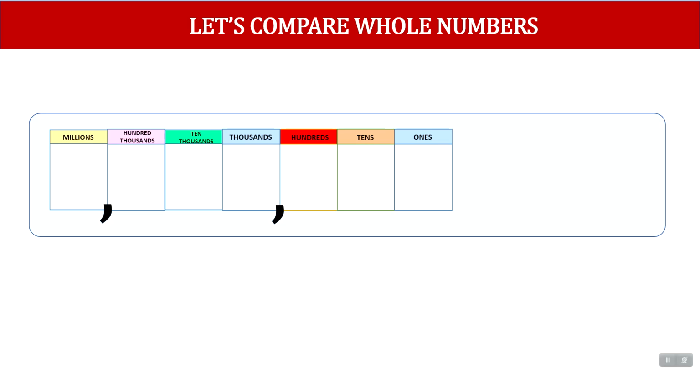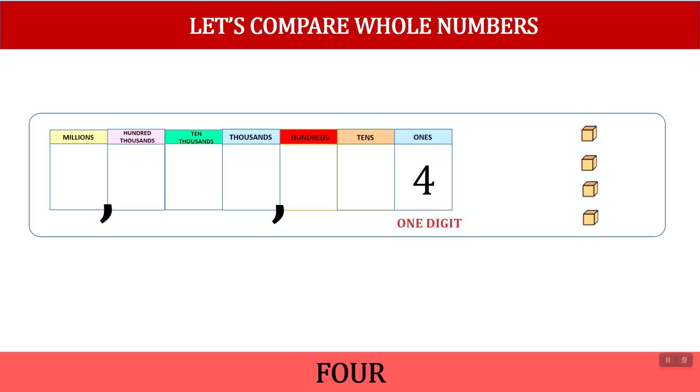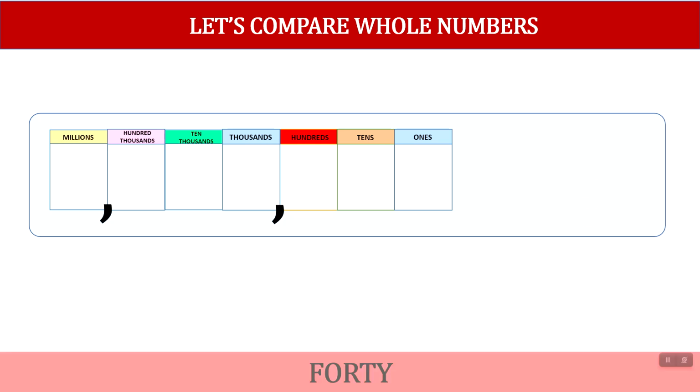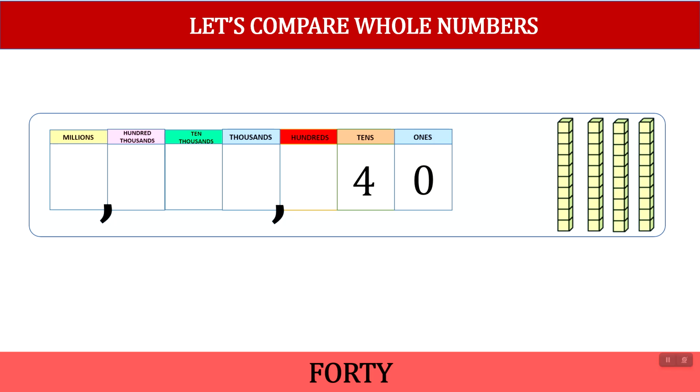In the place value chart, if we looked at the number 4, 4 would be in the ones column. And we can represent the number 4 with 4 ones like this. It occupies one digit, and that is the number 4. Now let's look at the number 40. 40 has two digits represented by 4 tens and 0 ones. We can represent that by 4 sets of tens.